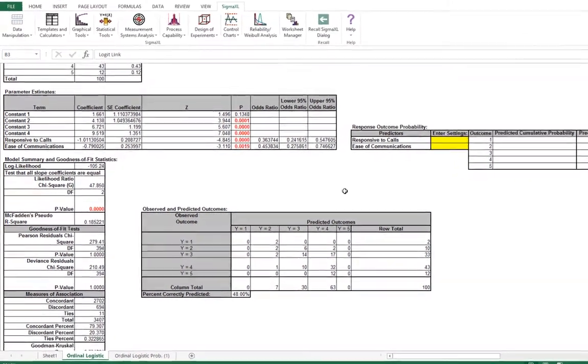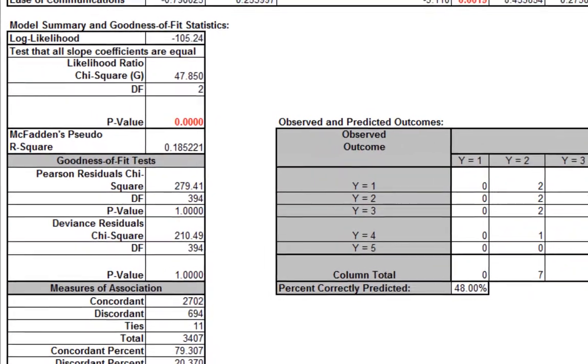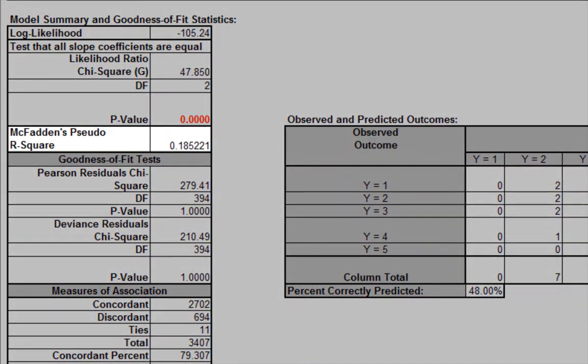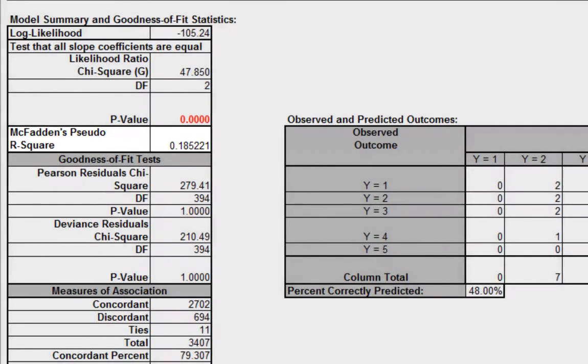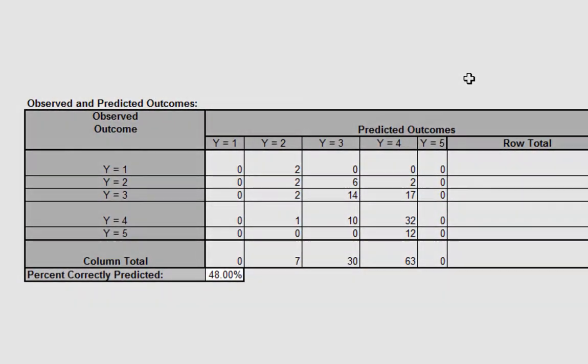McFadden's pseudo R-square value is 0.185, indicating that this is a weak but close to moderate degree of association. This is also confirmed with the percent correctly predicted value of 48%.